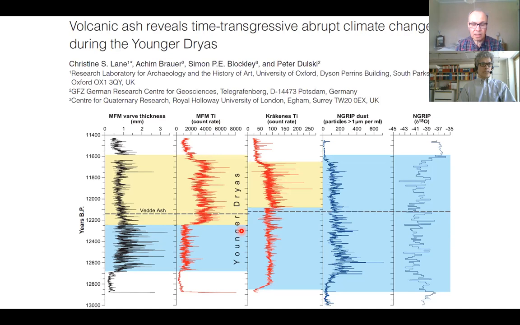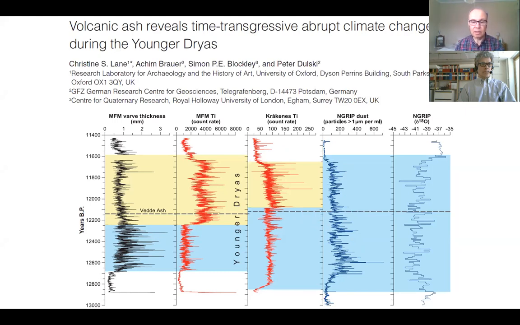Here in Norway, there's a similar change also in this proxy showing erosion and winter conditions, winter snow conditions, I think, in this case. But this change occurs some 30 years after the Vädi ash. And in Greenland, there is no evidence for a mid-Younger Dryas climate warming or amelioration of the climate.